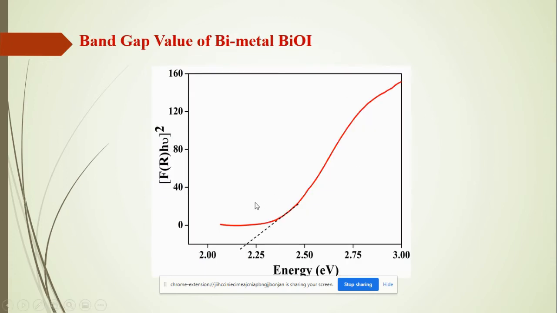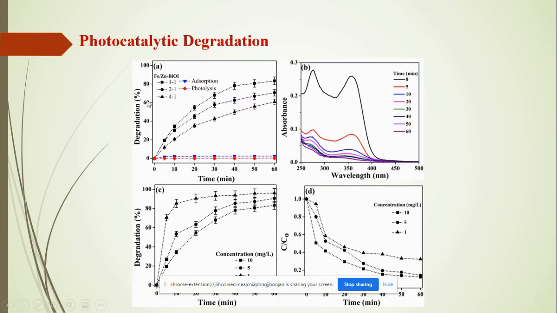The band gap diagram shows that the least band gap was found using bismuth oxyiodide, which is equal to 2.1 electron volt. This is very low for the electron to move from valence to conduction band. Then we checked the photocatalytic degradation at different concentrations from 1 to 10 ppm, and we found that on increasing the concentration, degradation decreases. So the best concentration was 1 ppm, where the maximum removal was 96%.